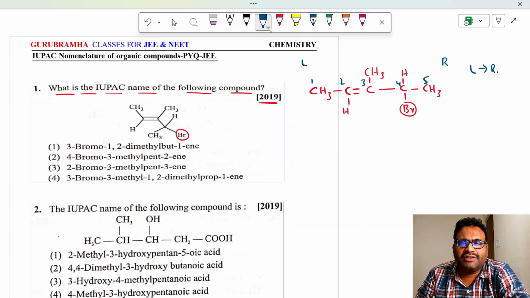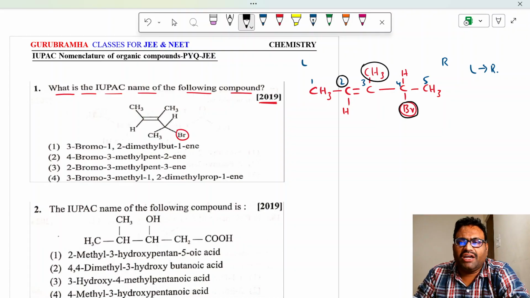See, you are finding a double bond and you are finding substituents. What is the substituent here? Bromine is the substituent. Another substituent is also present. So CH3 is also a substituent. When you are considering this as the parent chain, we are finding two substituents: one is the bromine atom, another is the methyl group. When you are numbering from left to right, we find the double bond at the second position.